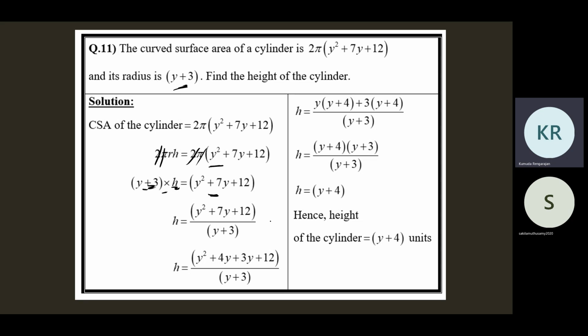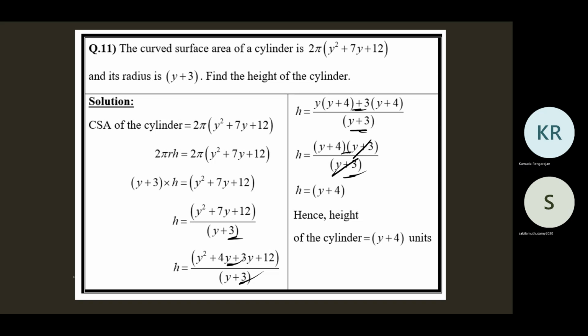So you can either do the long division or you can also do factorization. So we'll factorize the numerator. How do you factorize? By splitting the middle term. The denominator will come as it is, y plus 3. The numerator you'll have to factorize by splitting the middle term. So that's what you see here. We split the middle term and we factorize it. Now y plus 3 and y plus 3 will get cancelled. So the height of the cylinder is equal to y plus 4 units. All right? Yes, ma'am. Yeah, you can take 1 on 3.